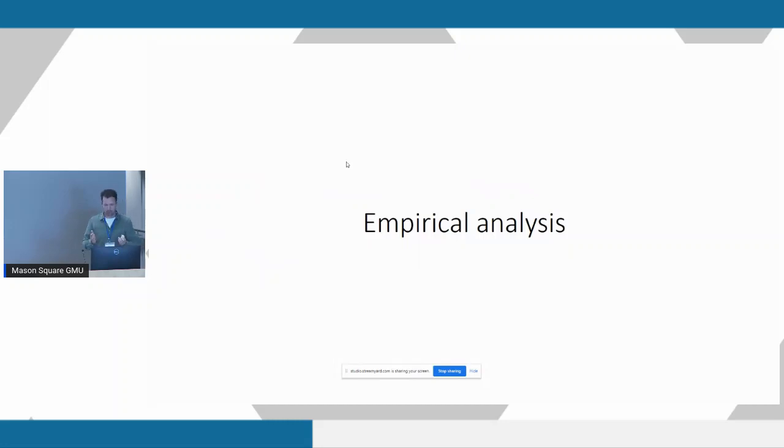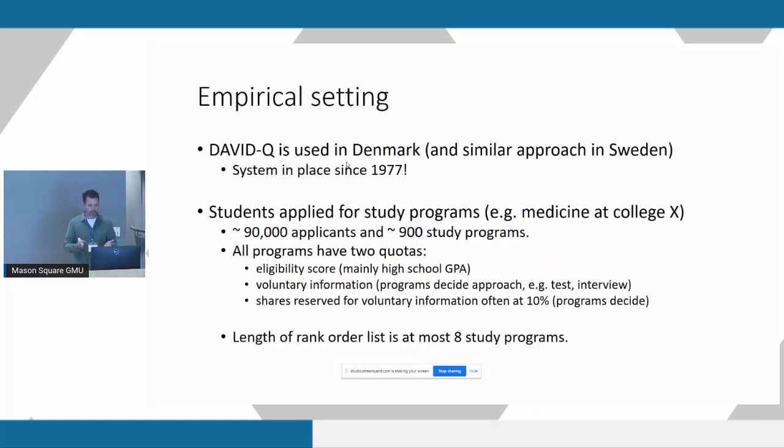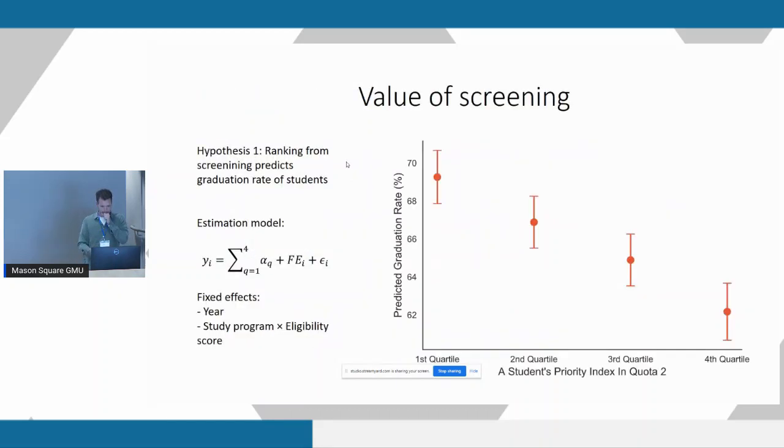Okay, we are very lucky to have access to some awesome data. So this is not showing that it's working. I just want to validate certain parts of the model with the empirical analysis. Denmark has used this system for 45 years, which is also evidence that it seems to work. And annually, we have around 100,000 applicants that are assigned using this. Okay, the first hypothesis is that screening actually works, that we give a better prediction of who is likely to complete college. Why do we care about this?